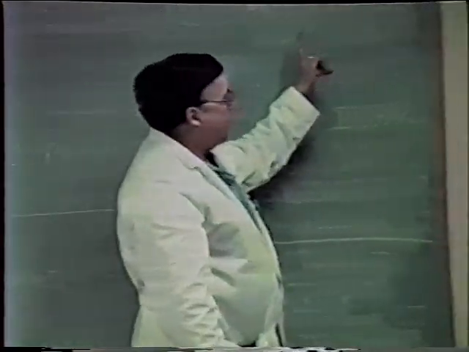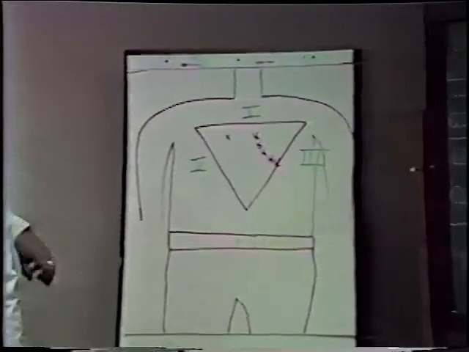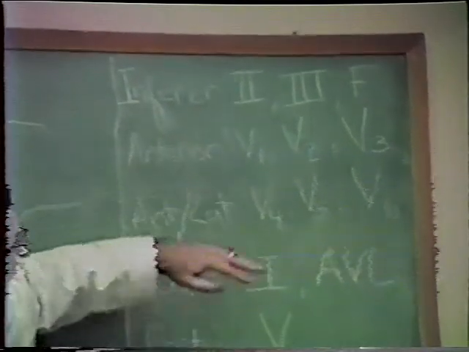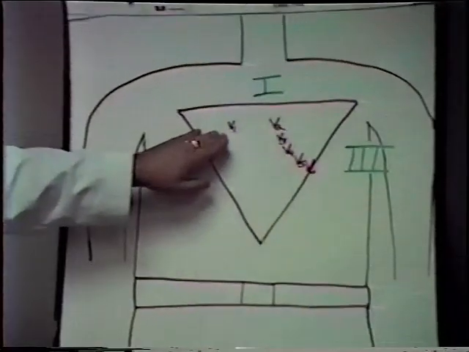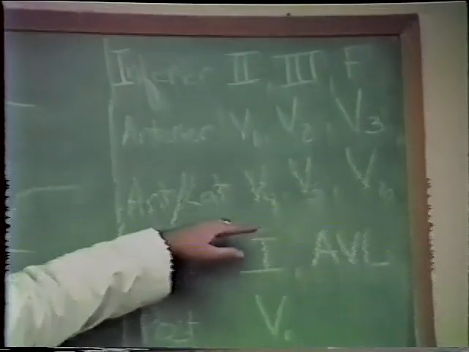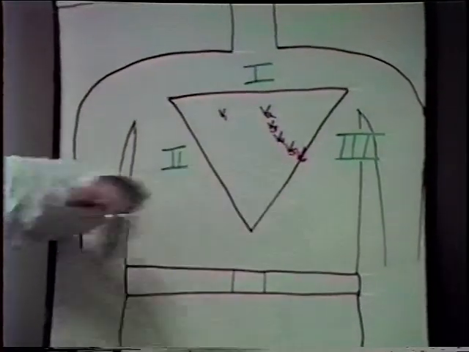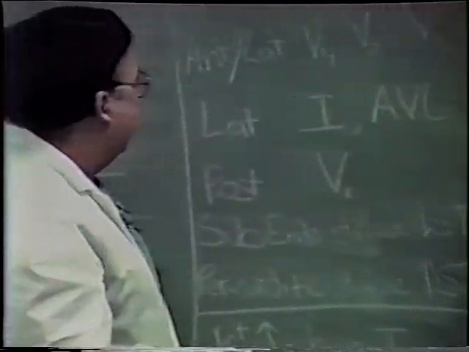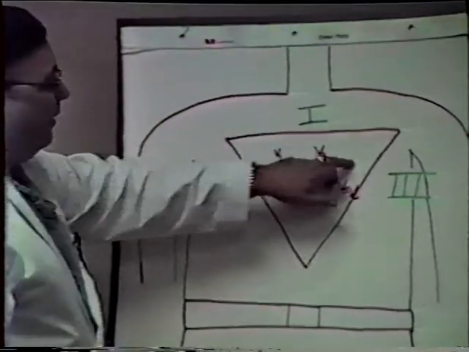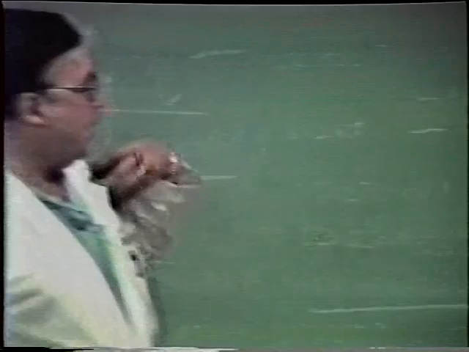Now, for the inferior infarct, you can see 2, 3, and AVF. It's on the bottom of the heart. Therefore, if you get the ST segment elevation or the Q waves in 2, 3, AVF, it's an inferior infarct. And look here, the anterior infarct: V1, V2, V3. Where is that? That's right in the front of the heart. So if you get the ST segment elevation or the Q waves there, it's an anterior infarct. Okay, anterolateral, V4, V5, and 6. So if the changes are there, it's anterolateral. Now, if you just get the change in AVL and 1, it's a lateral infarct. It's very lateral, you see? Way lateral.